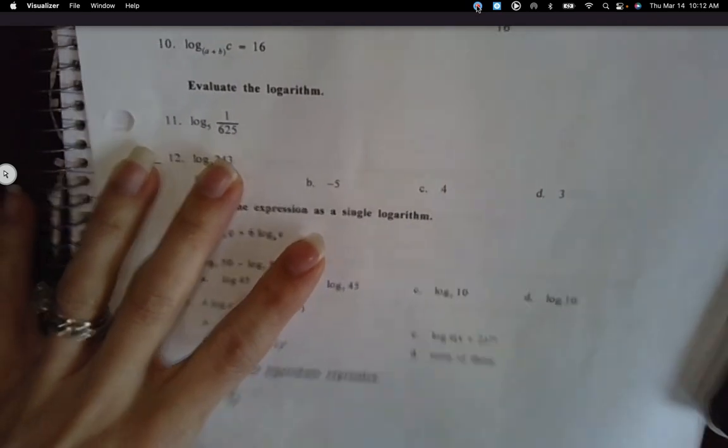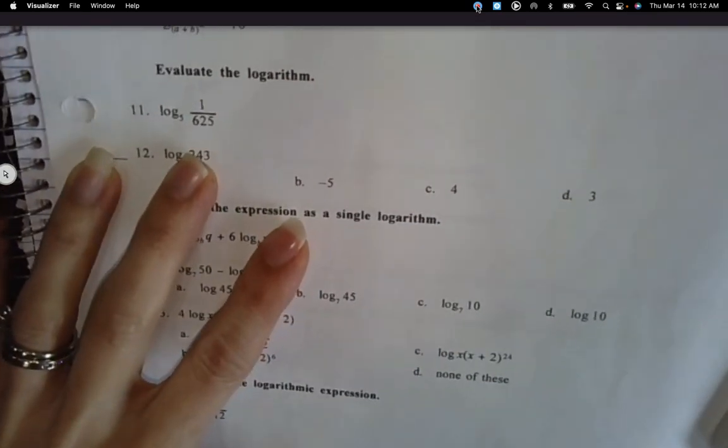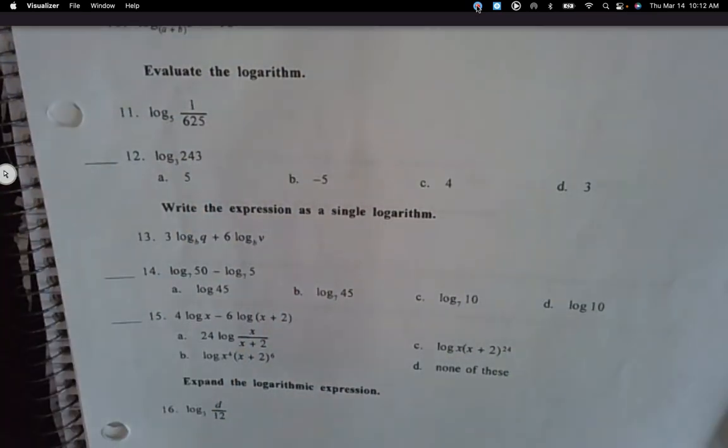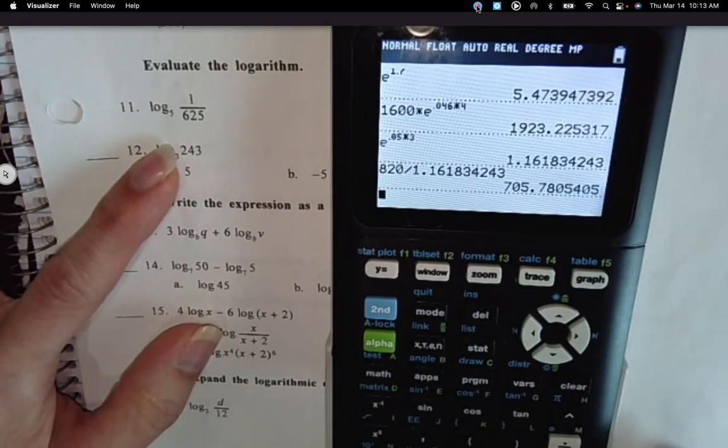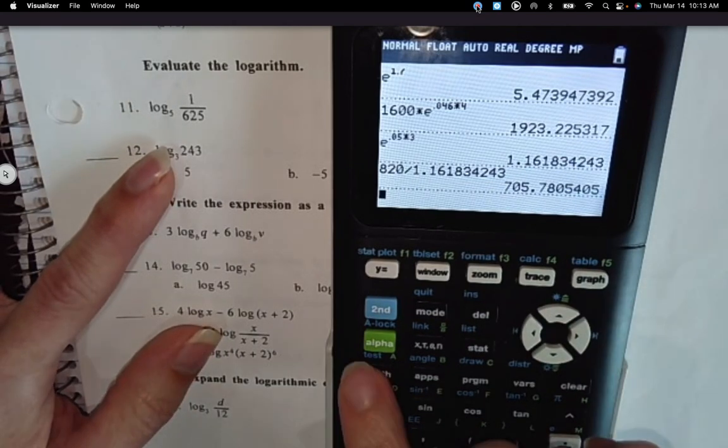Evaluate the logarithm. So you can put it in your calculator, or you can use change of base formula. What way do y'all want to do it? Do y'all just want to put it in your calculator, or do y'all want to use change of base? Just put it in your calculator. Okay. To put it in your calculator, this is the cheating way, but y'all are going to use it anyway.